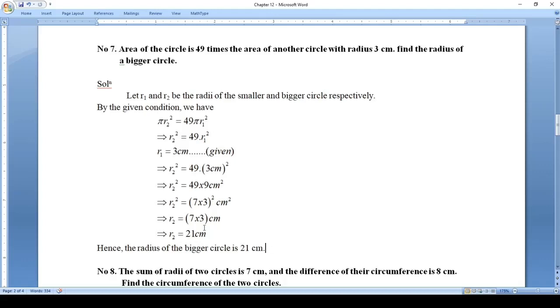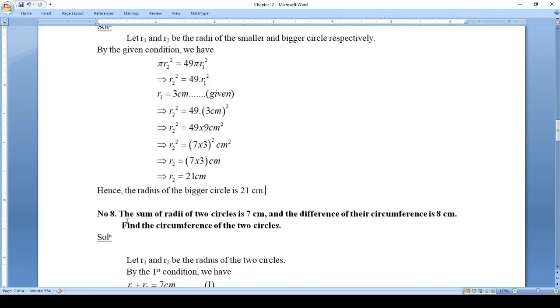Okay. Now we come with the next number 8. The sum of radii of two circles is 7 cm and the difference of the circumference is 8 cm. Find the circumference of the two circles. The sum of radii is 7. There are two circles. The sum of the radius of the two circles is 7 and the difference of the circumference is 8 cm. You need to find out the circumference of these two circles.